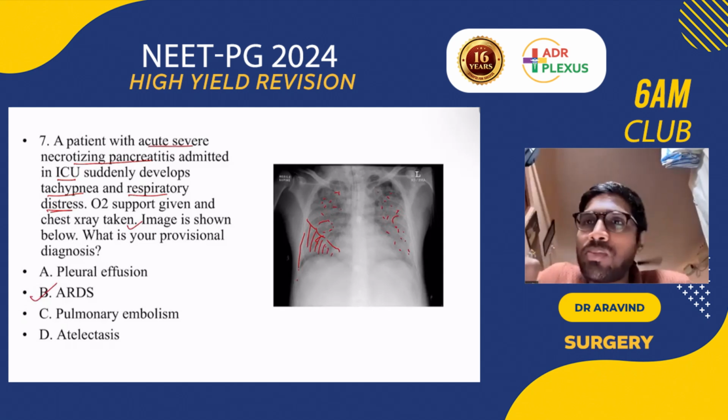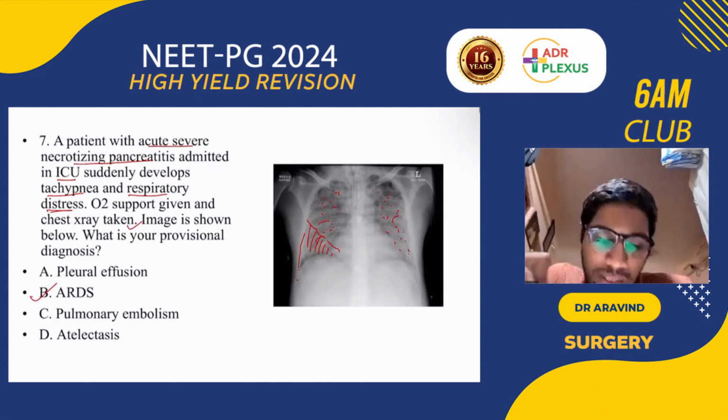Pulmonary embolism will not be presenting in pancreatitis at all. It is very, very rare to develop pulmonary embolism. Atelectasis, there should be a completely wiped out lung here, that is collapse of the lung.